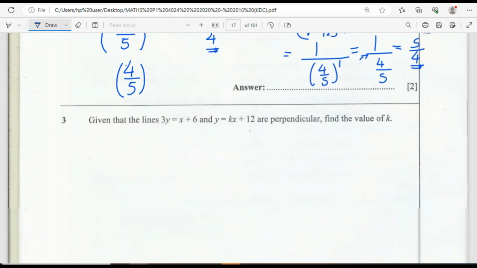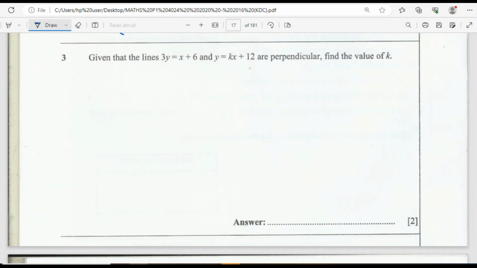Now we can move on to question 3. Given that the lines 3y is equal to x plus 6 and y is equal to kx plus 12 are perpendicular, find the value of k. So for this equation where we have our k, the k is just the gradient. So this is the same as needing to find the gradient of the second equation. So how can we find this gradient?